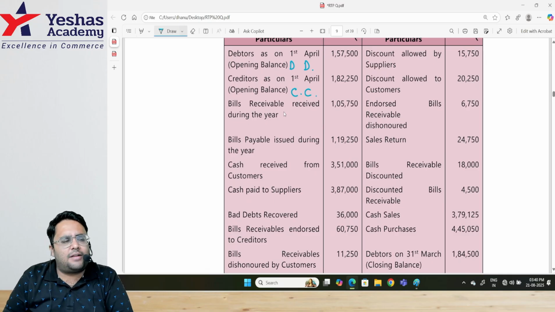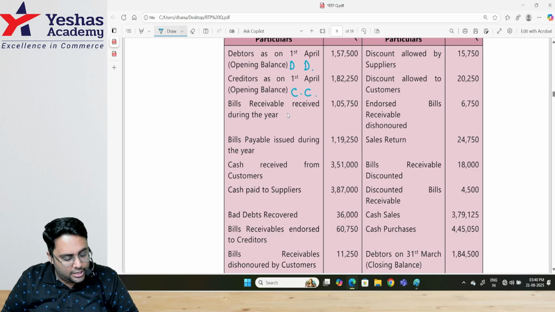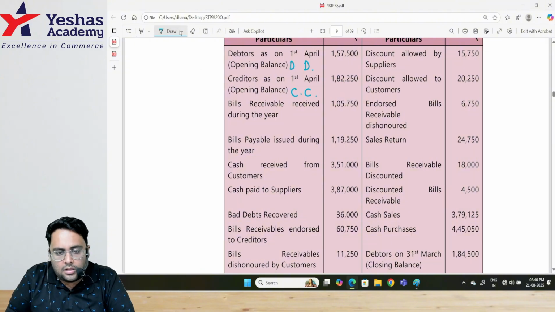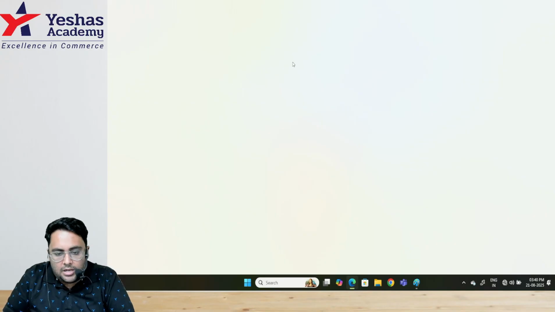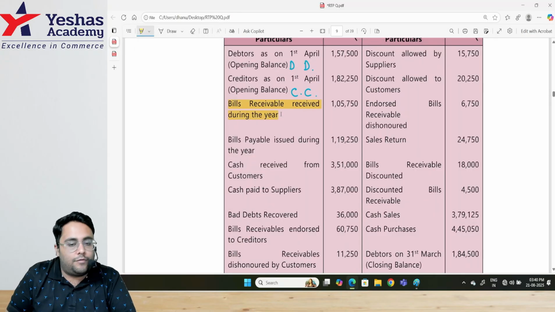Bill receivable received during the year. That means you have drawn the bills. It will come in your debtor account. In your debtor account, which side will it come? Debtor account on the credit side. How much? 1,05,000.